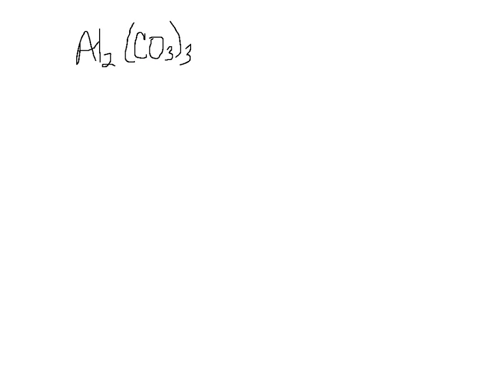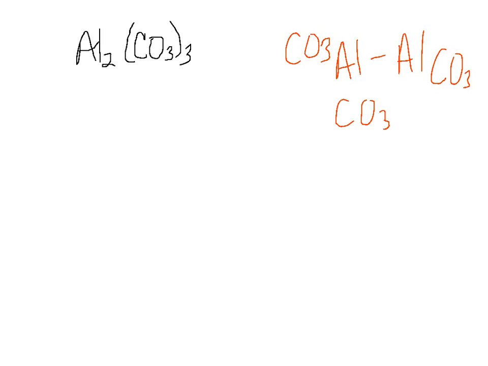Now, the reason why this example gets to be hard is because of these parentheses here and the number 3 on the outside. So really what this tells me is that I have 2 aluminum and 3 carbonates. If I was to draw this out, I'd have a chemical that looked something like this. 2 aluminums with 3 carbonates going around. So I have to find how many of each element I have.